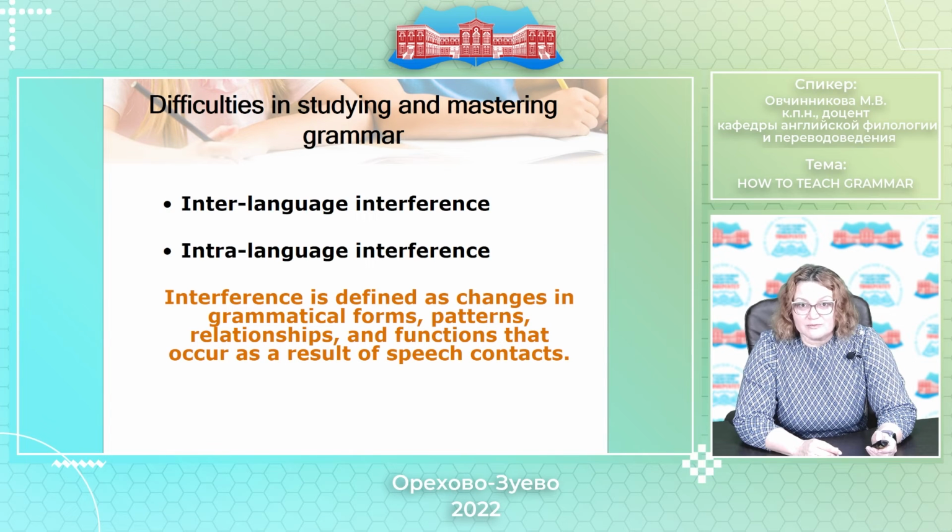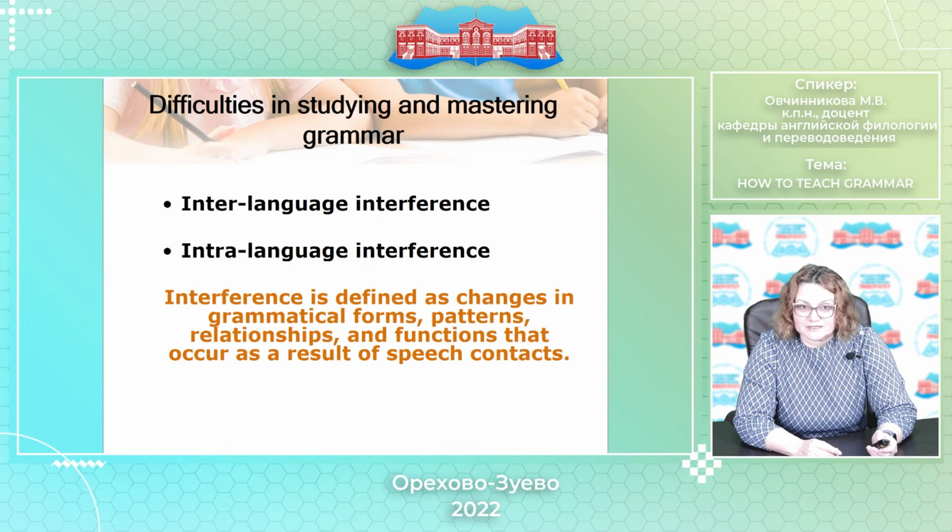So, while we are talking about this question, we should understand two main points. The first one is difficulties in studying and mastering grammar, and the second one, how to choose the approach for studying English grammar. So let's start with the difficulties.